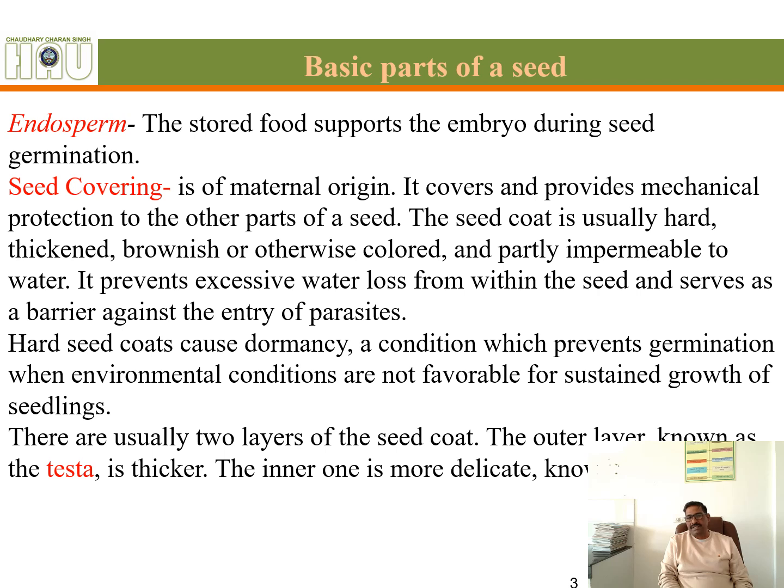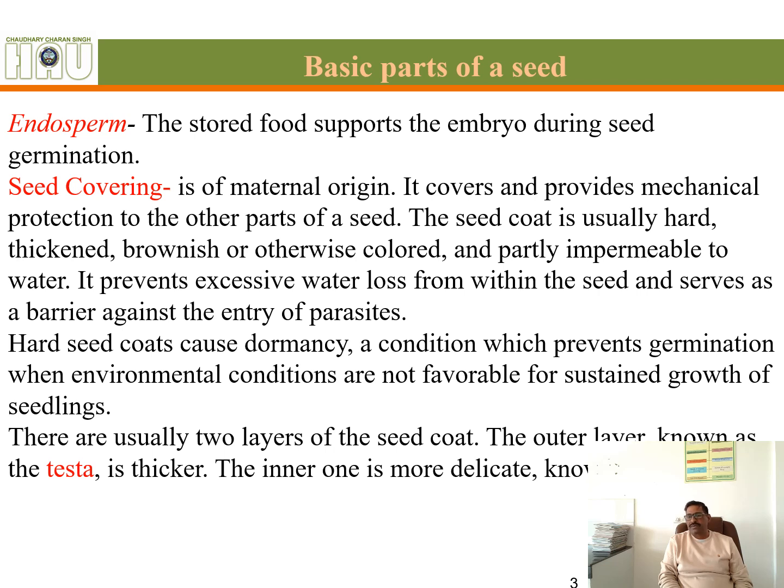Then the next is seed covering or seed coat. It is maternal in origin. It covers and protects the seed from different pests and mechanical injury. The seed coat is usually hard, thickened and of different colors, and partially impermeable to water, so that it can imbibe water in future, activate enzymes and go to the germination process.